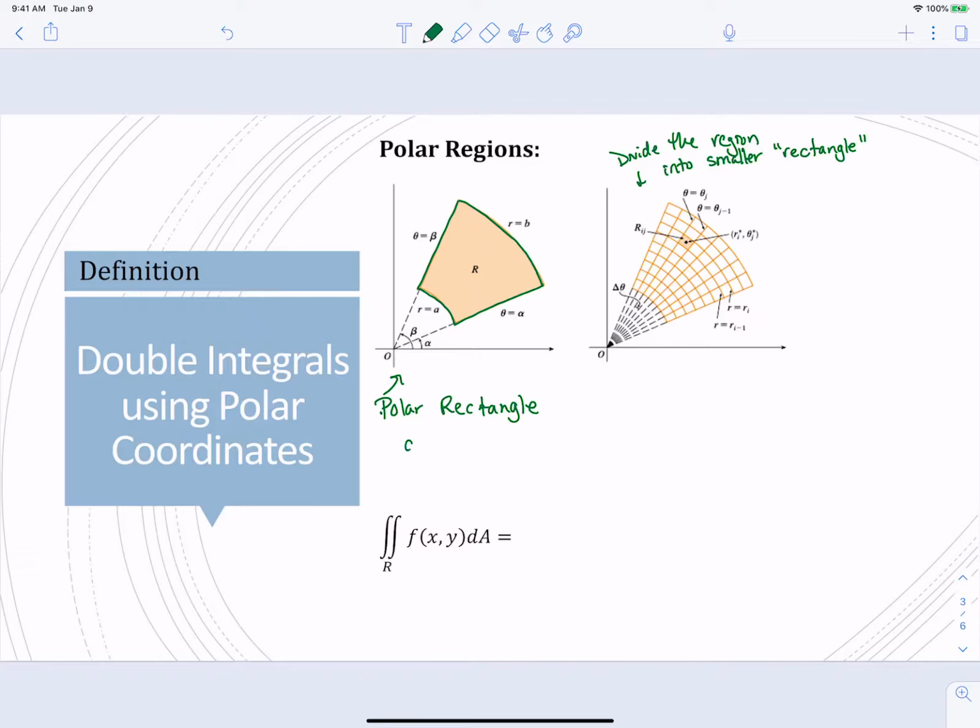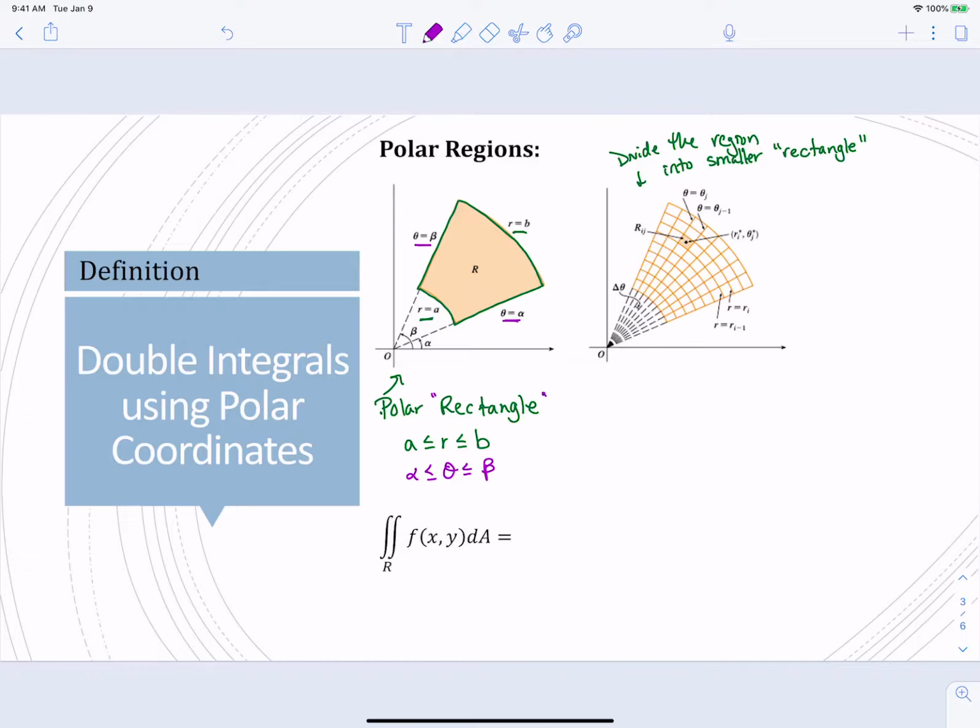And with this region, our radius is in between a and b. So there's our lower limit for our radius and our upper limit for our radius. And then our angle is going to be in between alpha and beta. So there's our lower limit for our angle, alpha, and our upper limit, beta. And this looks kind of like a slice of a pie, with maybe a bite out of the front of it. But that's what we call a polar rectangle. That's why we put rectangle in quotes. So we want to look at these smaller polar rectangles.